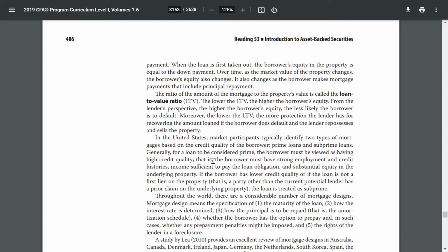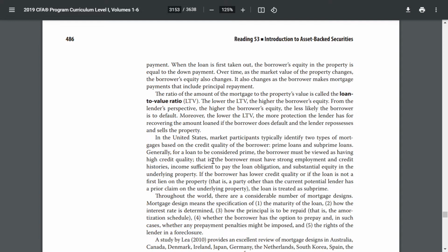The ratio of the amount of the mortgage to the property's value is called the loan-to-value ratio, the LTV. The lower the LTV, the higher the borrower's equity. From the lender's perspective, the higher the borrower's equity, the less likely the borrower is to default. Moreover, the lower the LTV, the more protection the lender has for recovering the amount loaned if the borrower does default and the lender repossesses and sells the property.